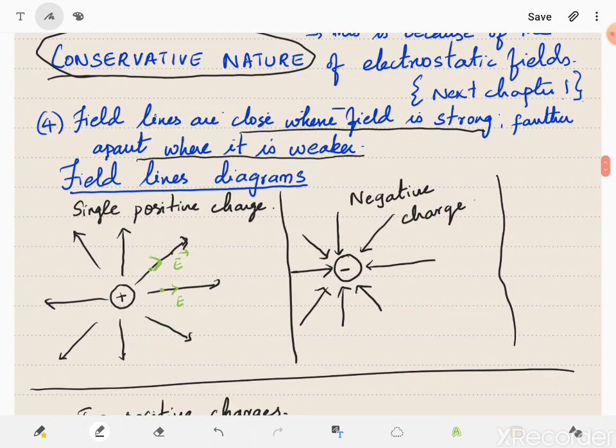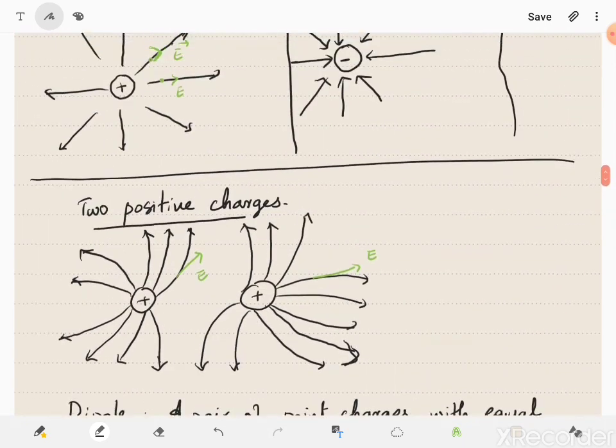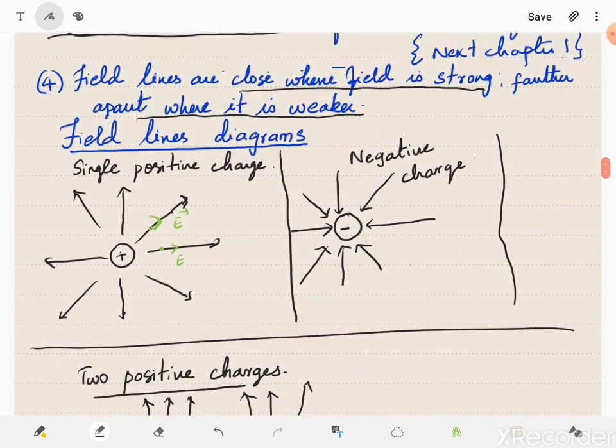I have drawn a few field line diagrams in case of a positive charge, an isolated positive charge, a negative charge, two positive charges and a dipole. Take a look at the field line diagram of a single positive charge and single negative charge. As you can see, the electric field vector in case of a single positive charge is radially outwards, and it is shown in green, right? These are the field lines, and a tangent drawn here gives the direction of the electric field vector, and it is radially outward. It is directed outwards. Please keep this in your mind. I'm repeating this once again for your benefit. In case of a negative charge, it is radially inward. Electric field vector direction is going to be radially inward.